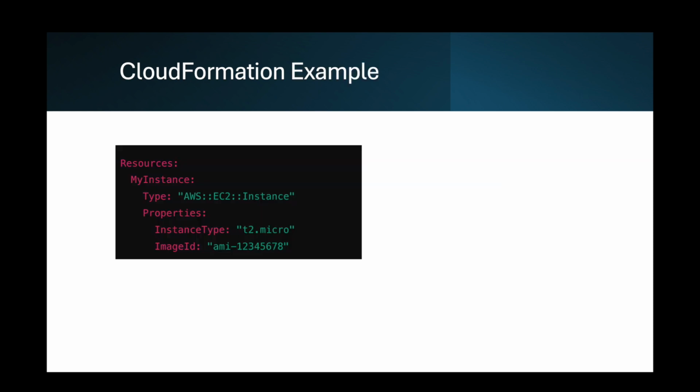Here is an example of CloudFormation where I have a YAML file where you specify resources, which is in this case my instance, type AWS EC2 instance, properties are instance type is t2.micro, and image ID is ami-1234567.